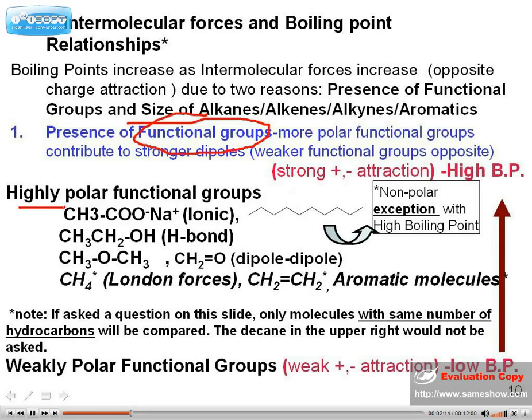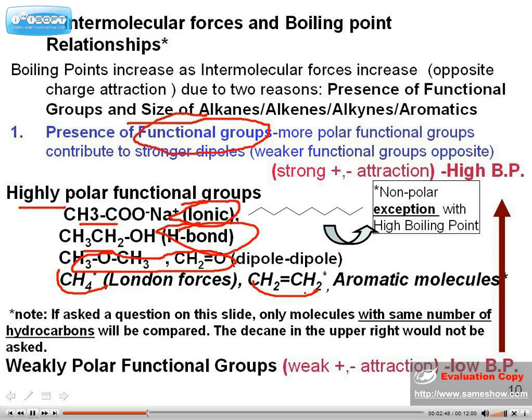In this example right here, I have the functional groups added to the hydrocarbons, and essentially the more powerful the intermolecular force that we ranked earlier, then the higher the boiling point. So ionic is on top, hydrogen bonding, and then finally we have a tie for these two molecules which exhibit dipole-dipole forces, and then on the bottom we have London forces.